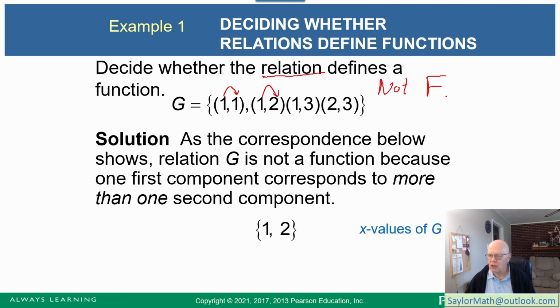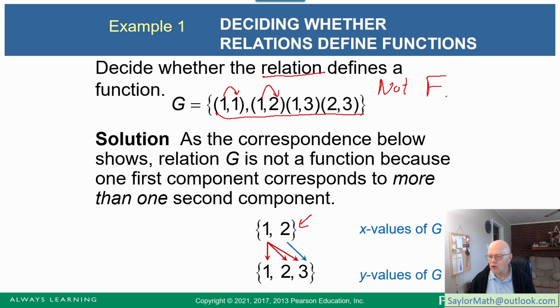And notice up here, there are only 2 different x's. That's why we've got this set. Those are the x values of function or relation G. Those are the y values. Those are the correspondence. This is in red because that stops it from being a function. 1 is paired with more than one thing as its second coordinate.